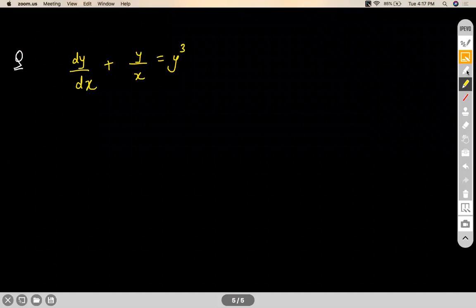Now you would be thinking everything was fine till you saw this y cube, because dy by dx will behave as a p, but this cannot behave as a q because q and p both have to be functions of x, right? So there it becomes different from the form that we had learned for a linear differential equation. So how would you proceed with this question?